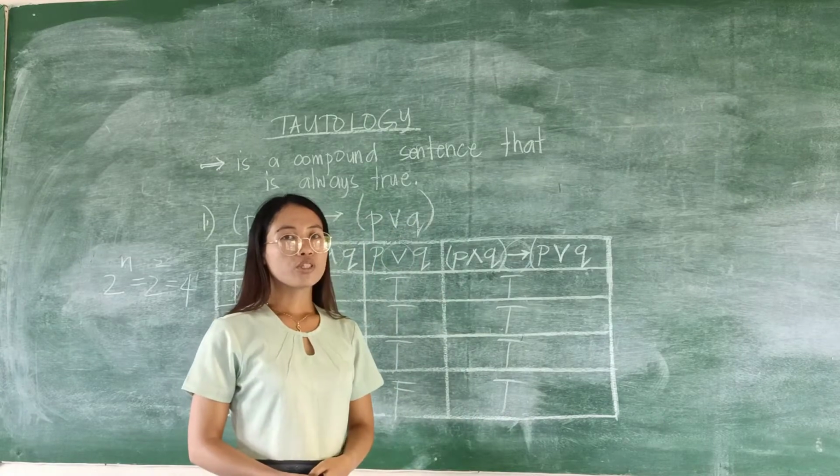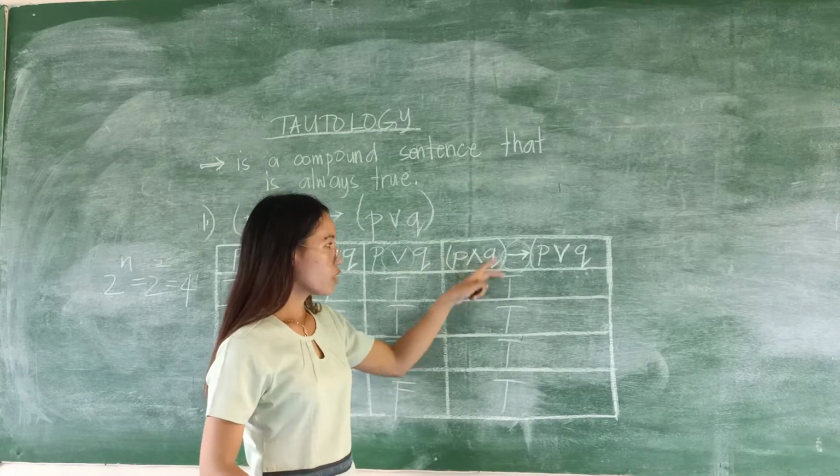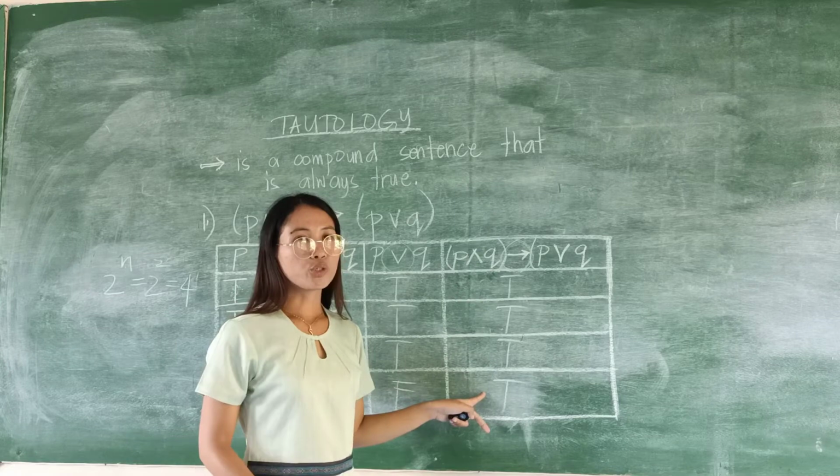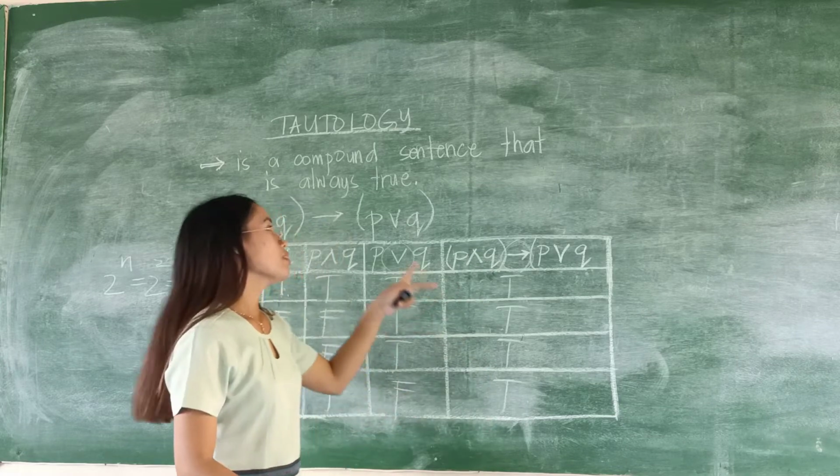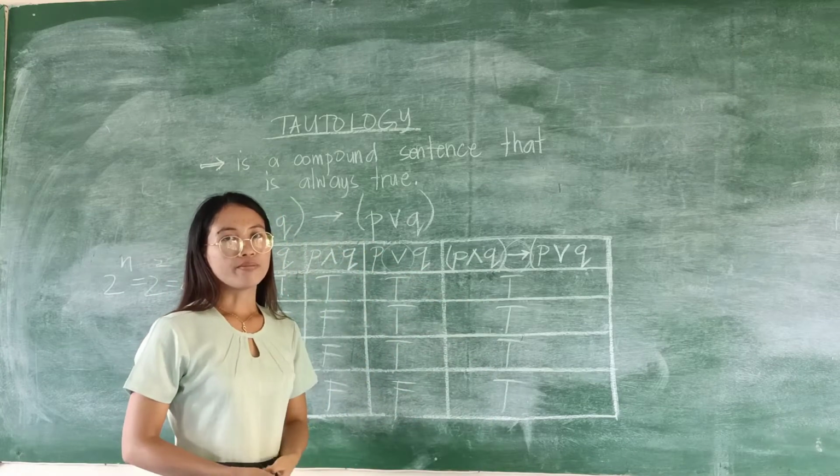So as what we have observed, all the values here are true. So meaning, this example is a tautology.